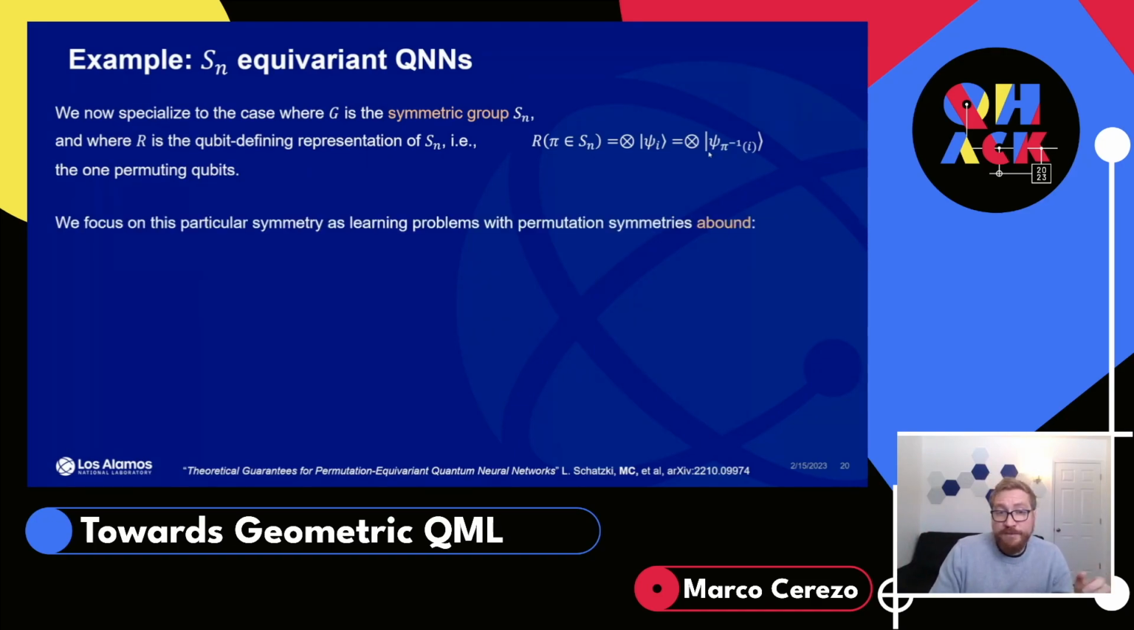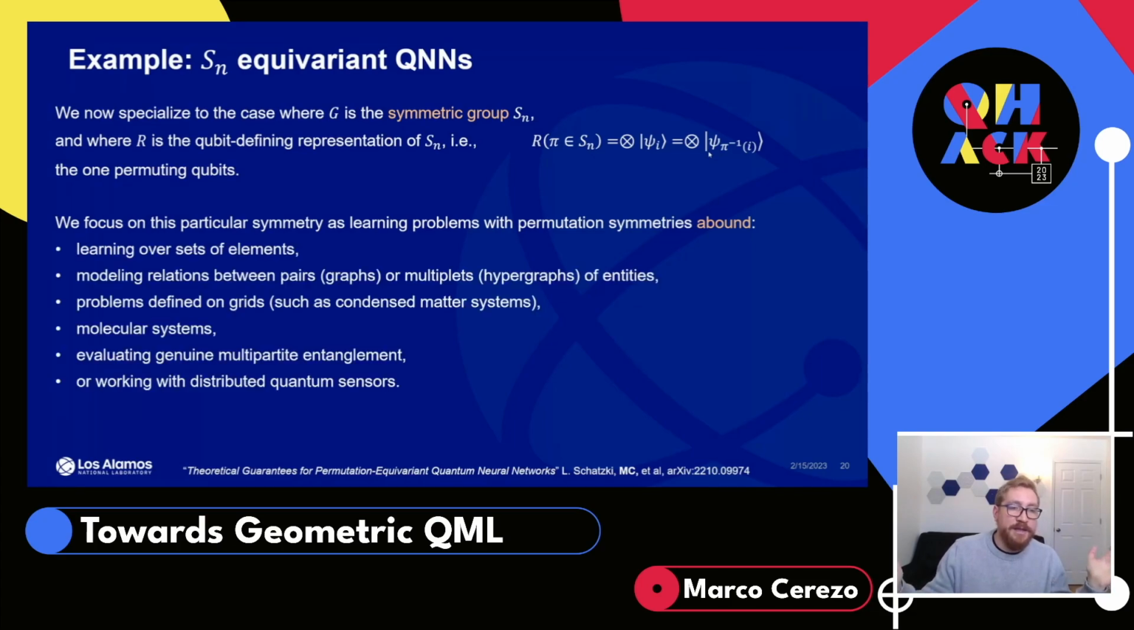Why do I want to do this? Because problems with permutation symmetry are all over the place. Like if I want to learn over sets of elements or model relationships between pairs of elements in a graph, or multiplets, or maybe I have problems defined on a grid, molecular systems, because the whole point is that all of those, for instance, you have a graph, right?